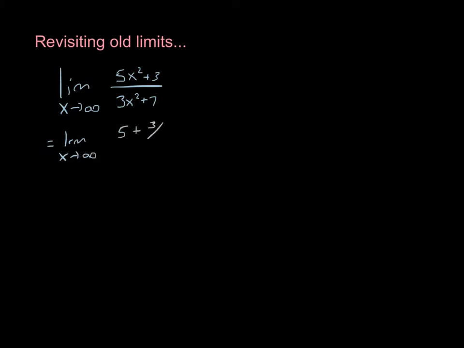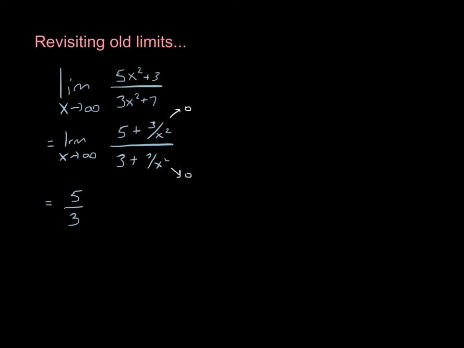So let's look back at some limits that we studied earlier in the year. For example, the limit as x goes to infinity of 5x squared plus 3 over 3x squared plus 7. The way we evaluated this limit was we divided each term by the largest powered x in the denominator. We knew that this goes to 0, this goes to 0, so we're left with the constants, which would be 5 over 3.